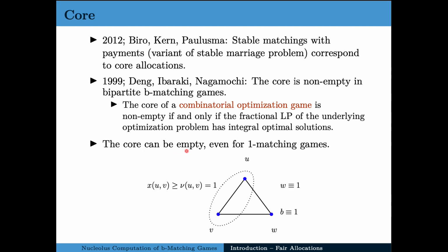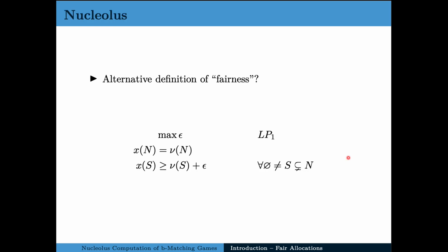Unfortunately, the core can be empty, even for 1-matching games. Let's look at this trivial example of a triangle below. Suppose we want the coalition {u, v} to have non-negative excess. That means we have to allocate all of our revenue along u and v. But then w doesn't get anything, and one of the two other size 2 coalitions involving w is guaranteed to have negative excess. So the core suffers in that it doesn't always exist, and even when it does, it's not unique.